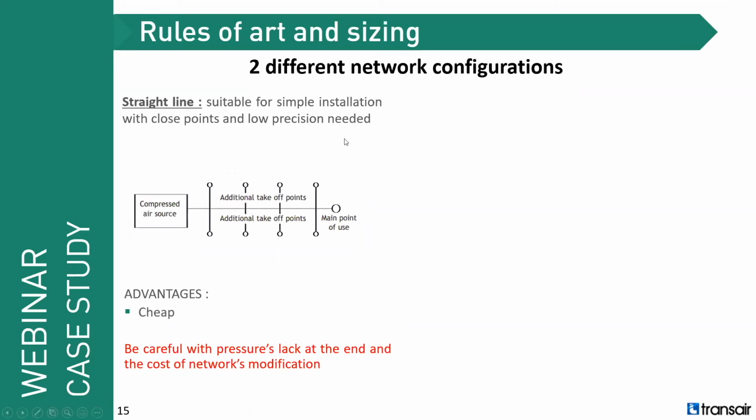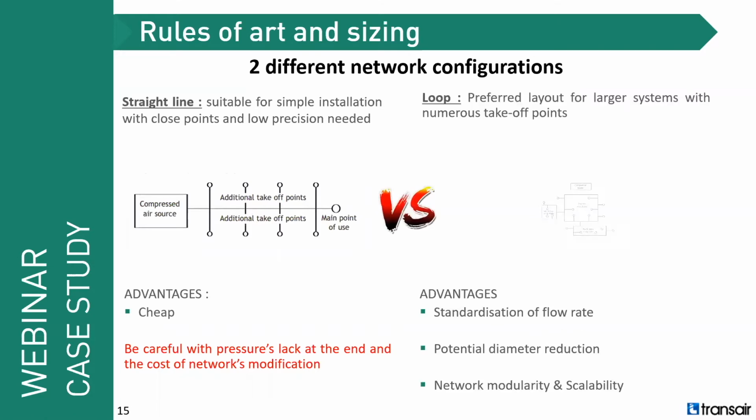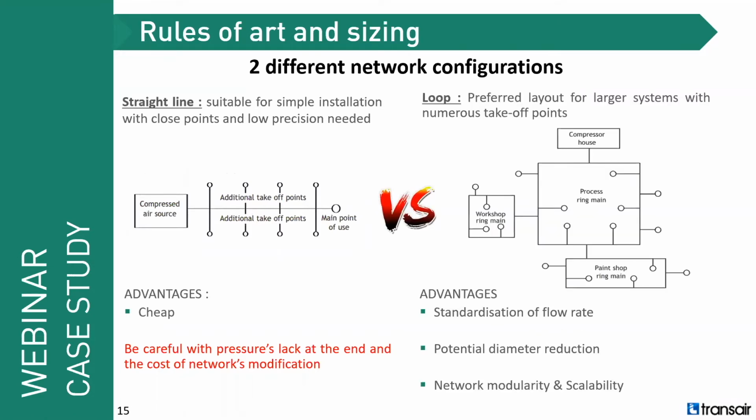The second configuration that we prefer to use is what we call the loop. The loop is what we use in almost every project with numerous takeoff points and areas. The advantages are we have a standardization of flow rate, a potential because the air can come to one point by different ways, and a potential diameter reduction because a loop can transport a lot more air than a line. We're going to see that just after. And last, we have really good network modularity and scalability.